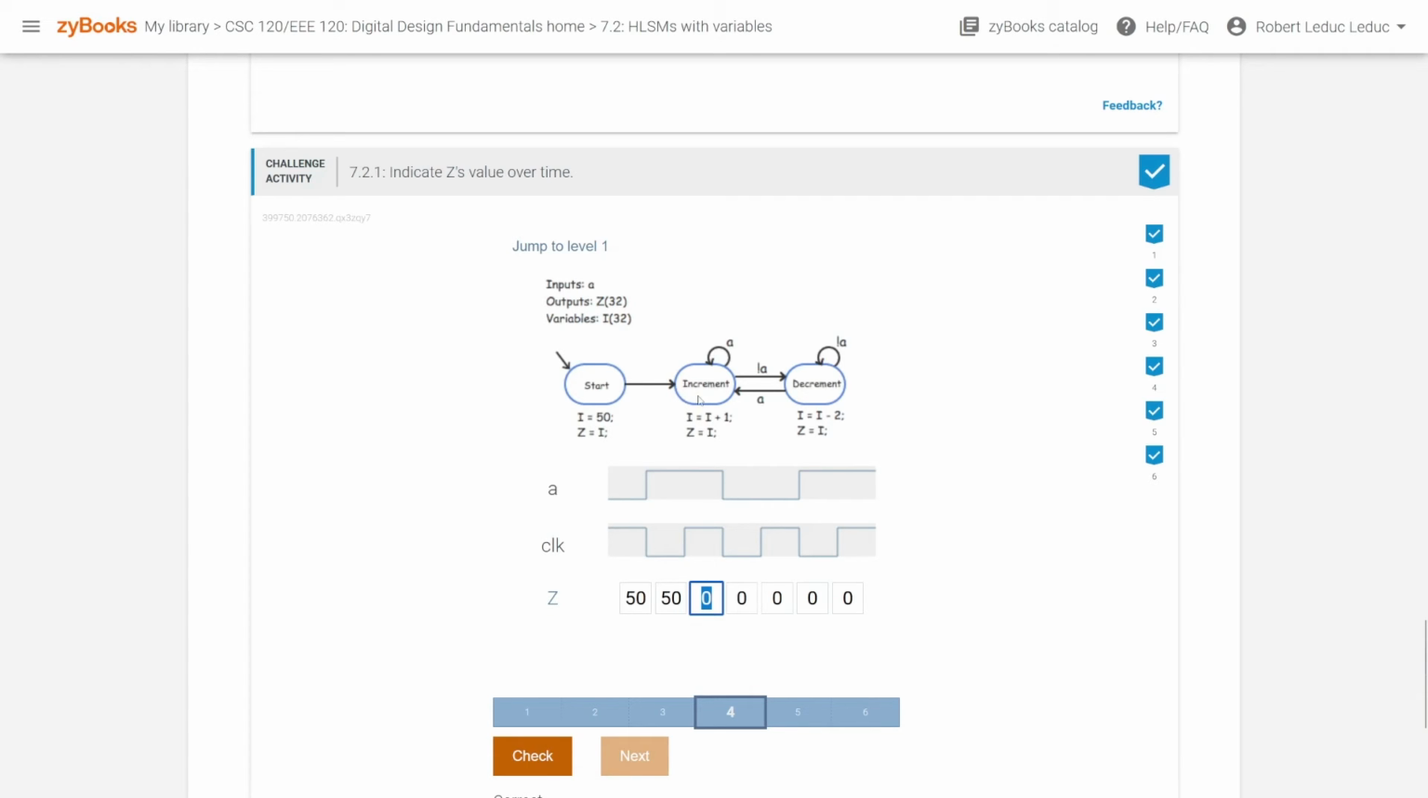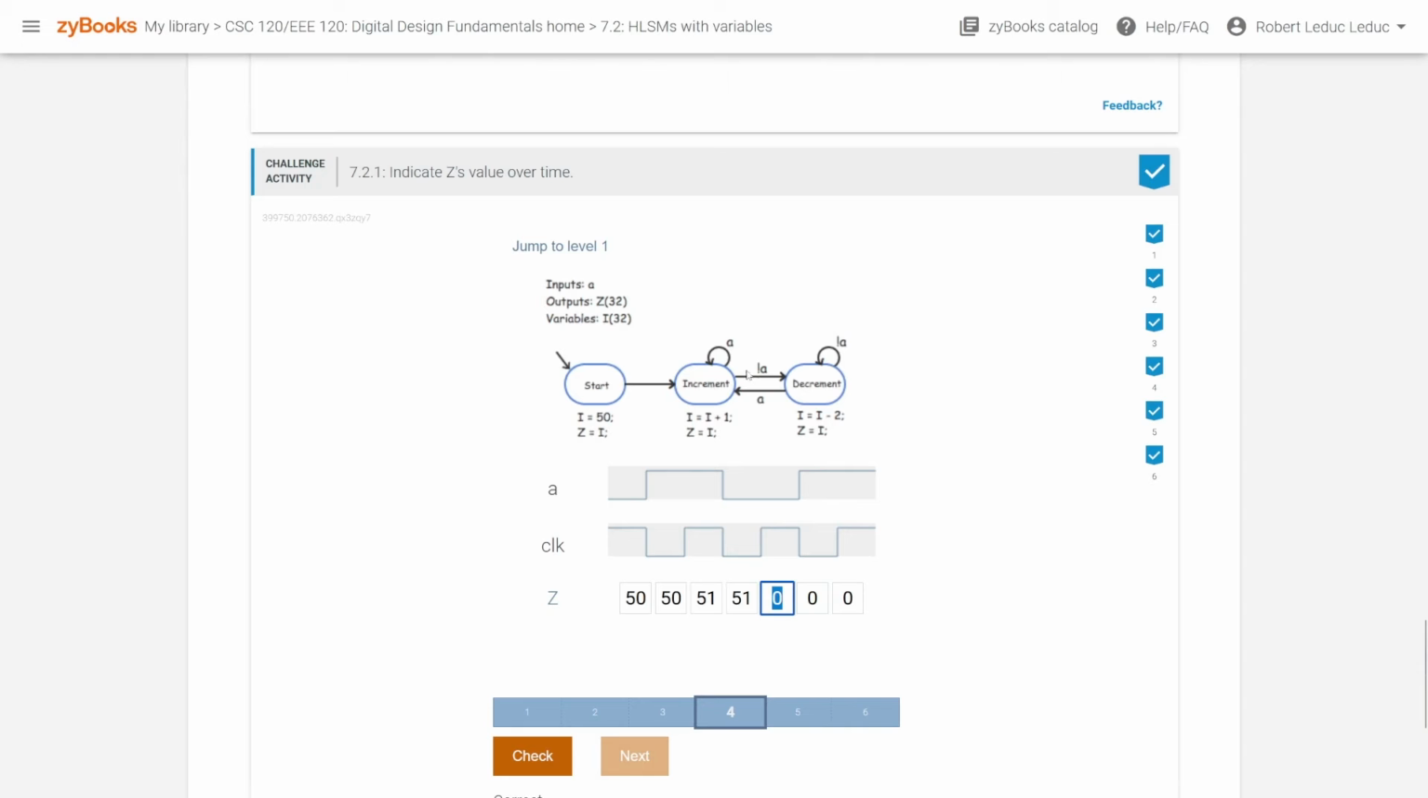So in the increment state, we see that the value of I is incremented by 1. And since we started with a value of 50, the value of I is now 51. And since z continues to equal I, our new output value z is 51. Until the next rising edge of our clock, we see that the value of A has gone back down to 0.